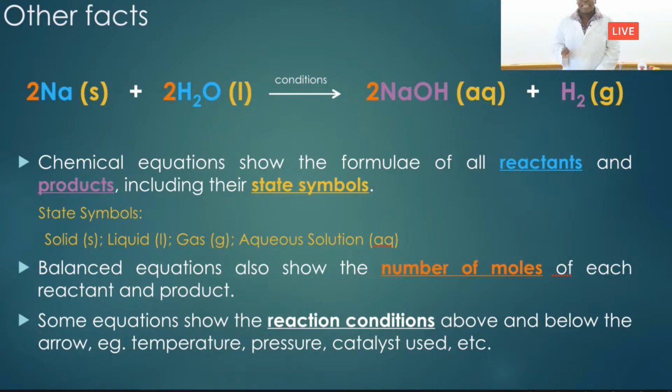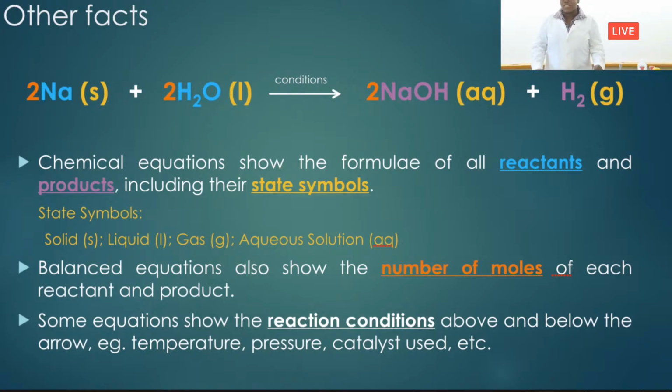Sodium hydroxide is aqueous. What does aqueous mean? It means that it is an aqueous solution, a solution that is made by dissolving the solute in water, in this case, dissolving sodium hydroxide in water. And we have hydrogen gas. So a little g there represents the hydrogen gas.